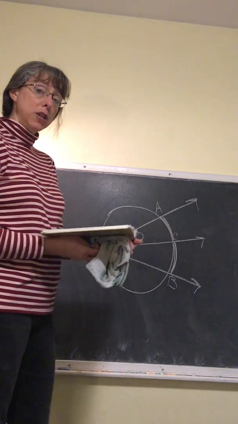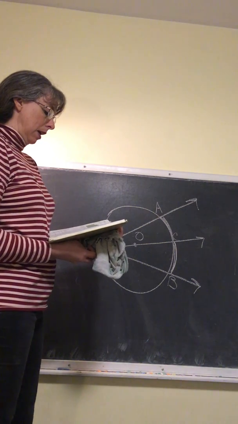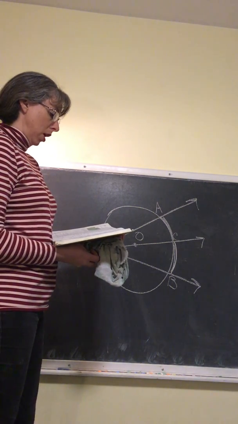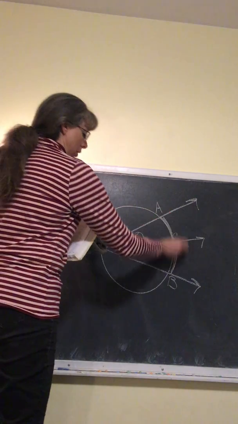Number 17, the measure of arc AC plus the measure of arc CB equals the measure of arc AB.